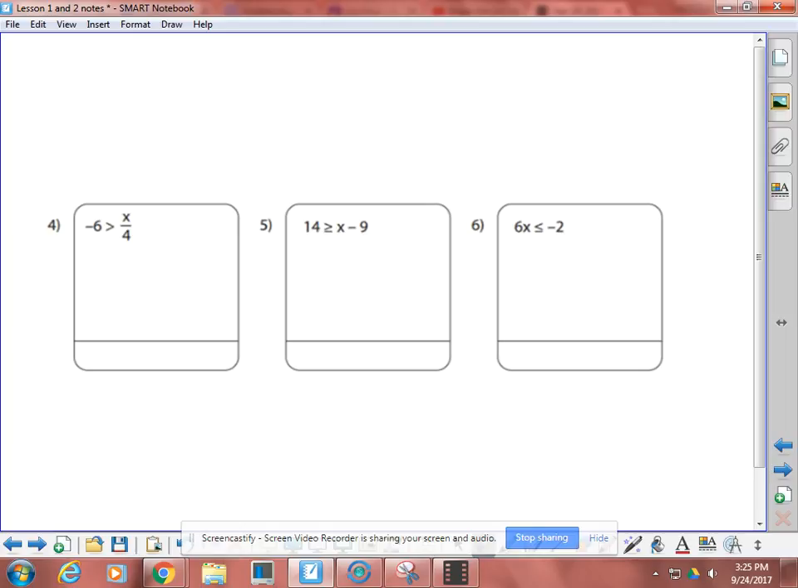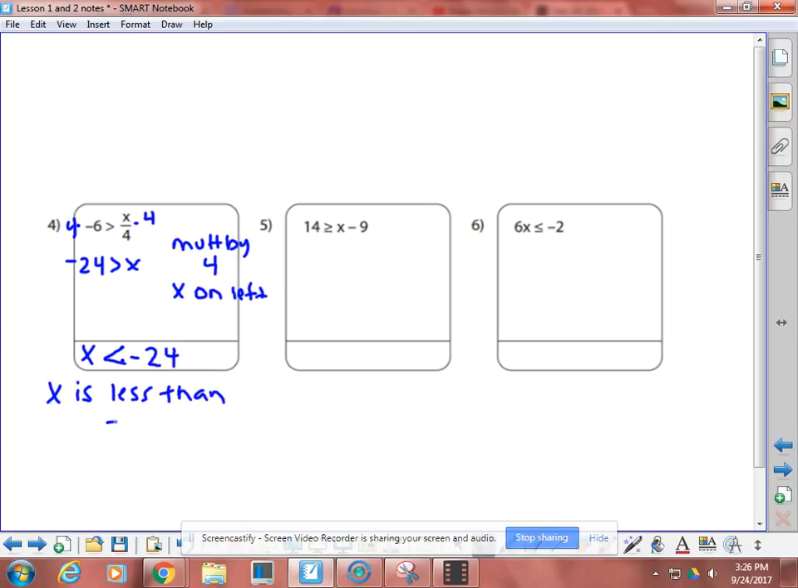Number 4, on this one, I'm going to multiply. So multiply by 4 to both sides. So then I get that negative 24 is greater than x. Then I'm going to get x on the left. So when I do that, I flip-flop the 2, and I say, okay, the 2 dots were facing the 24. The 2 dots are still going to face the 24, and it says x is less than negative 24. Maybe we need to write that out too. Less than negative 24.